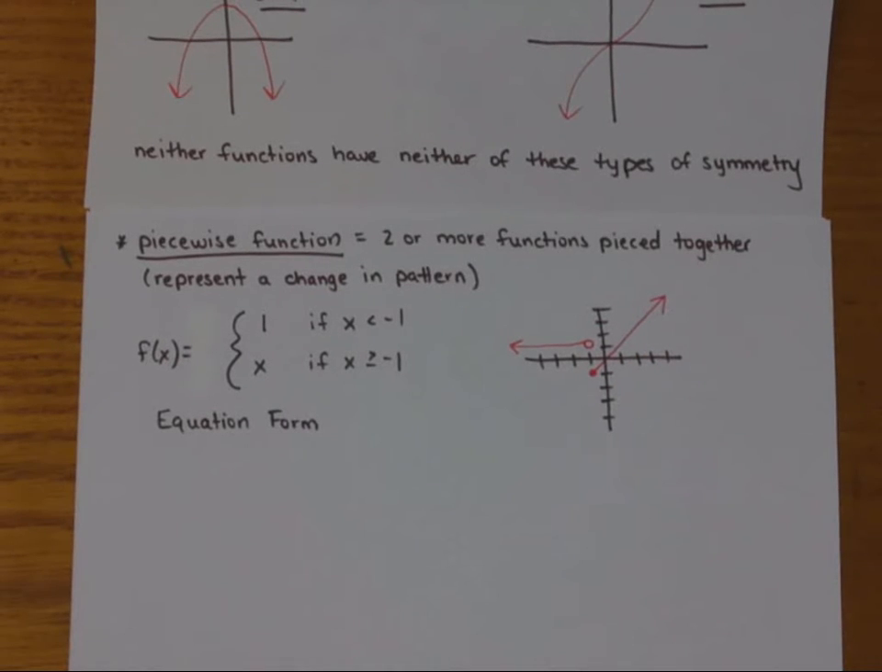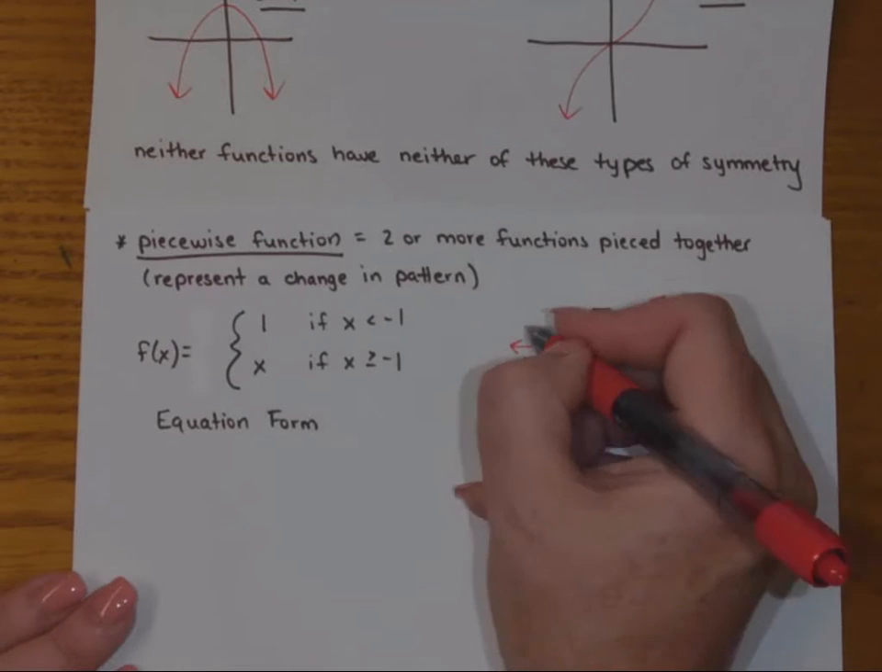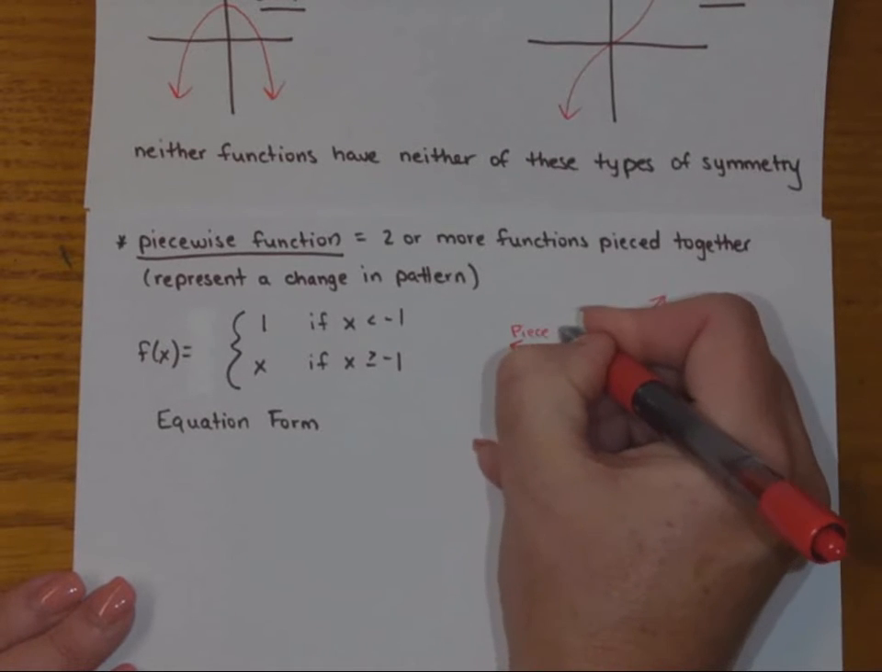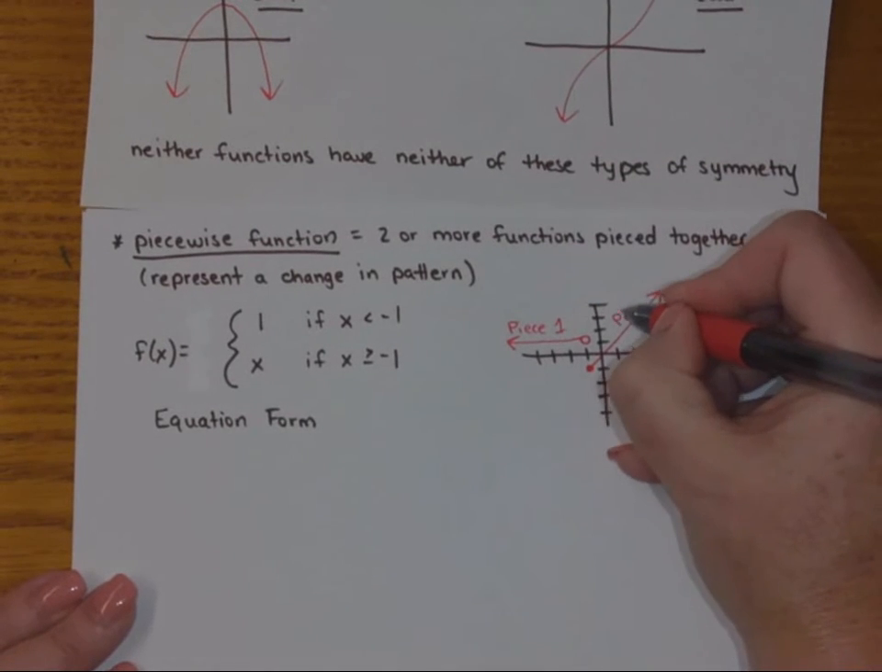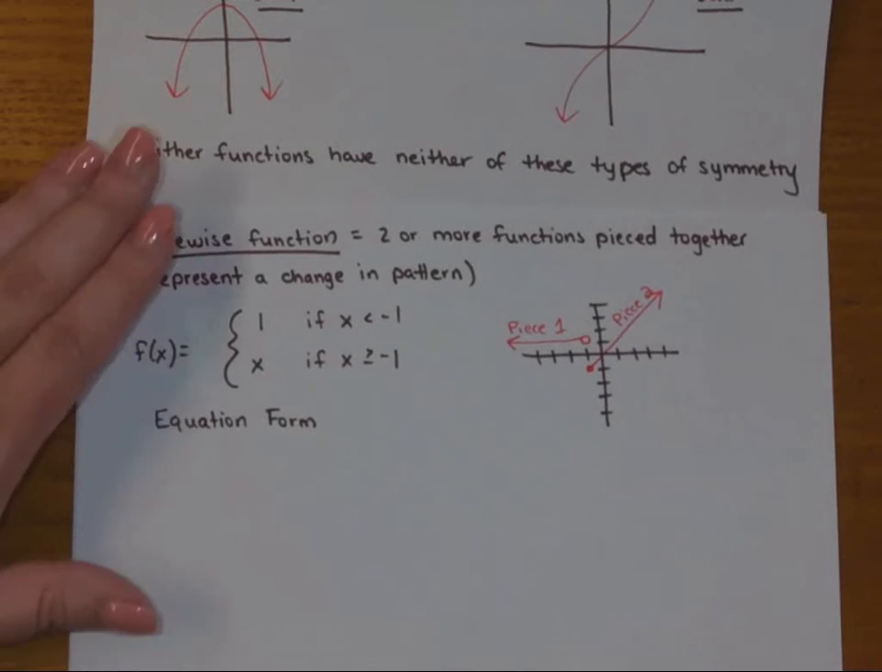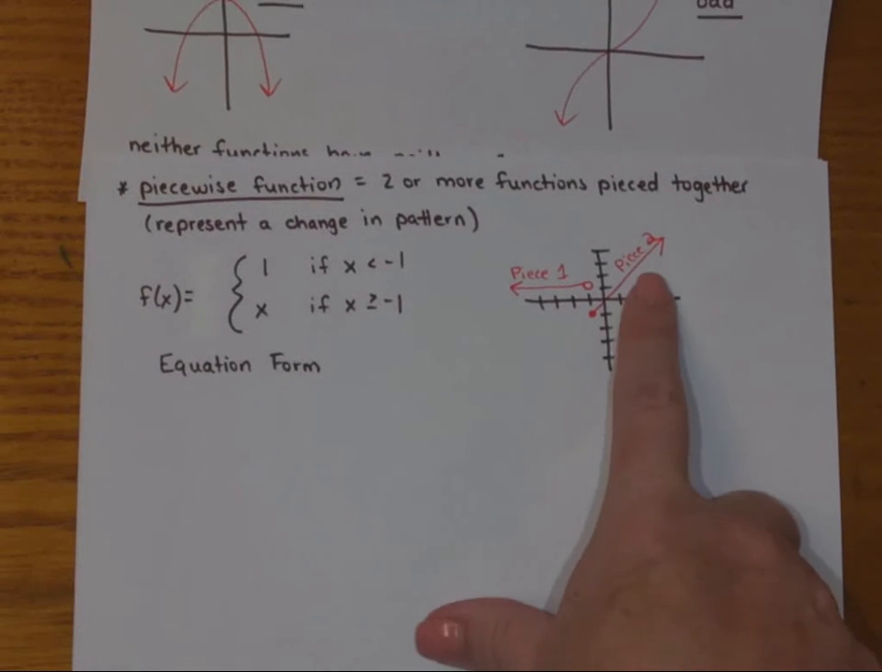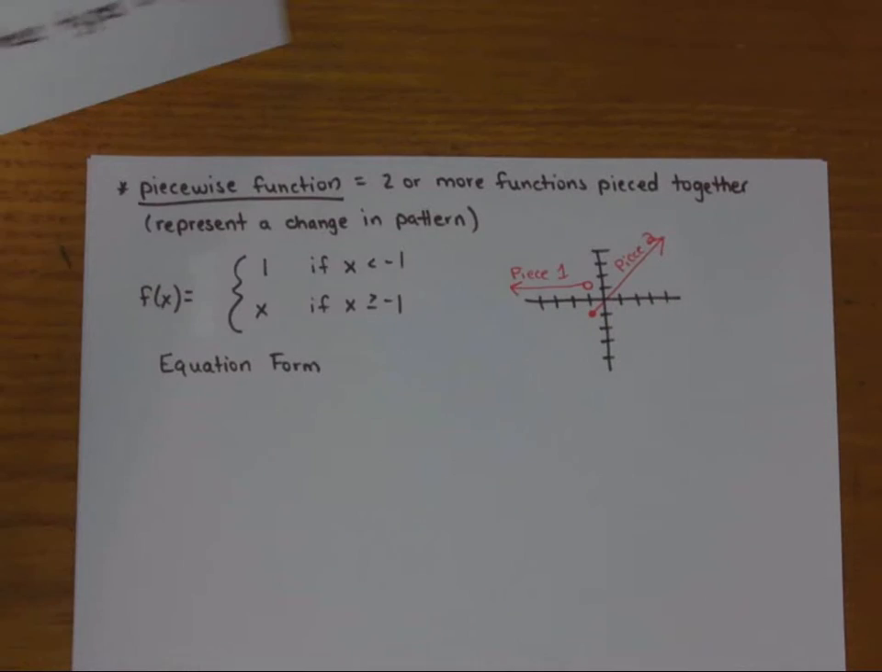Okay, so notice this represents the two pieces. This is piece 1, and this is piece 2. Now in a minute we're going to practice graphing these on your own, so if you don't know how I came up with that, I'm going to show you how you can come up with that on your own.